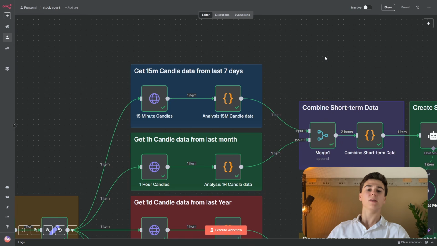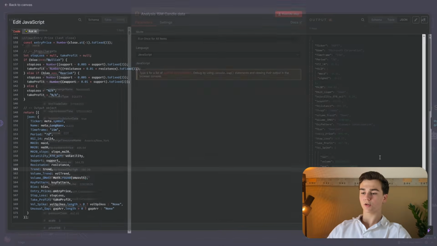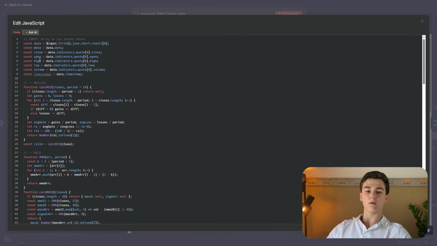After we've received all of the data from our HTTP node, we will send the data to a code node. And in this code node, we're going to calculate all of the indicators that we have just went through in our analysis. So we will first do the language on JavaScript, and then for the script itself, we will first gather all of the data. So we'll get the data, we will get the metadata, the close, the open, the high, the low, the volume, and the timestamps. This is all of the data that we have received from our HTTP nodes.